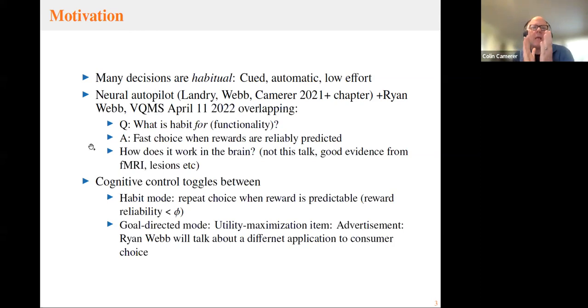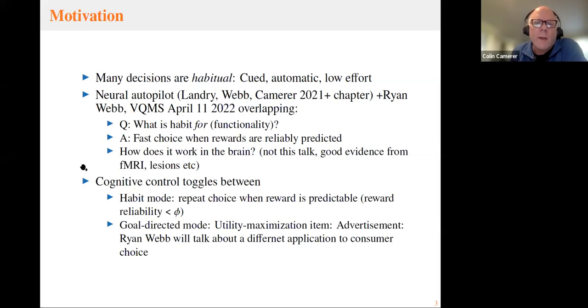Okay, so what is habit for? The answer is to make fast choices that are highly automated and low effort when rewards are reliably predicted. So there's not much of a cost to making the fast choice. And the only kind of bug is that if some other reward has become valuable, in the habit model as we specify it, you'll stick with a bad choice too long. It's not forward-looking, it's not fully rational. And that's the price you pay for the economy.